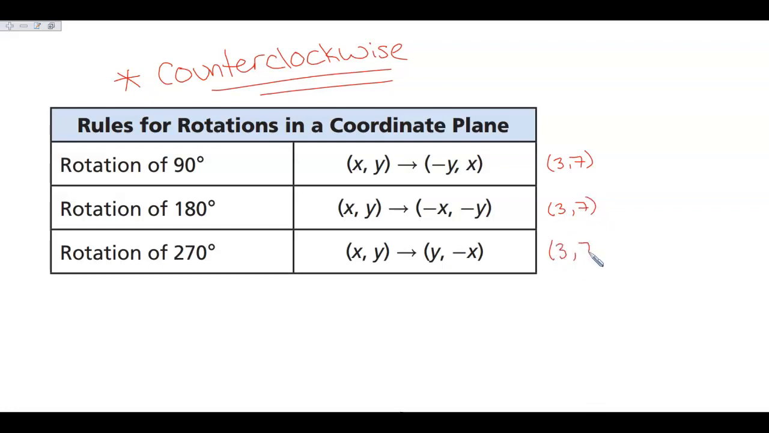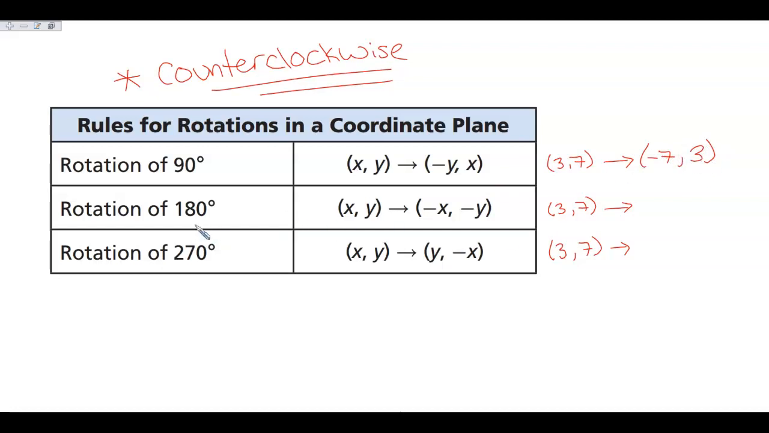If I'm rotating this point 90 degrees, again, that 90-degree rotation is counterclockwise. The way that I'm going to rotate this is I'm going to take my y, make it negative, and move it to the front. So my y is 7. I'm going to make it negative, so -7, and it's now in the front. And then I move my x to the back and leave it alone. All right, so this becomes -y, x.